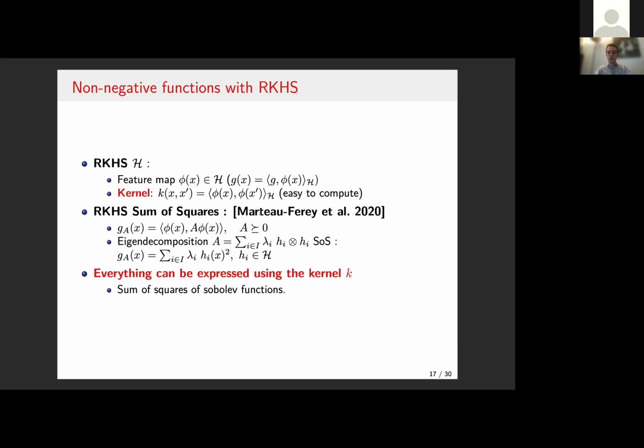And this is what has been shown by Marteau-Ferey and co-authors in 2020. So we're going to focus on functions that can be written under this form. They're going to be parameterized by a given positive operator, and they're going to be written as phi of x times A phi of x, which can equivalently be seen as writing g as a potentially infinite sum of squared functions, where those functions are taken in this RKHS. You can see that everything here can be expressed using the kernel K, because those functions h_i are in the RKHS, so they can also be expressed according to kernel K. And so under this representation, we can write sums of squares of Sobolev functions.